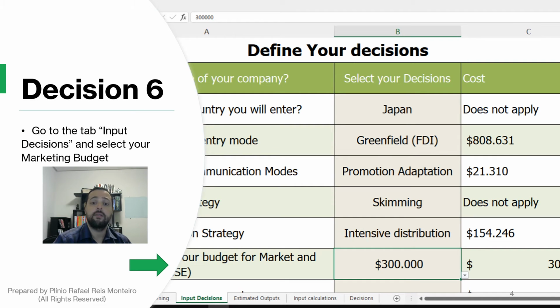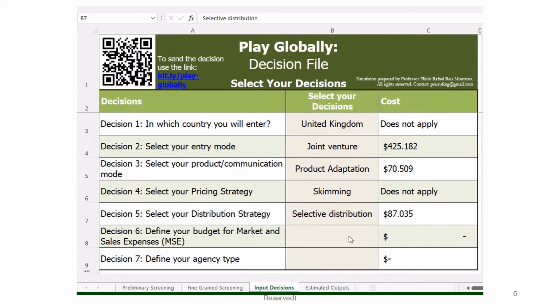After that, you can go to the Input Decisions tab and enter your decision. The sixth decision can be entered here in the Excel file. You just need to select your budget and that's it. The cost of this strategy is exactly equal to your budget for marketing sales.